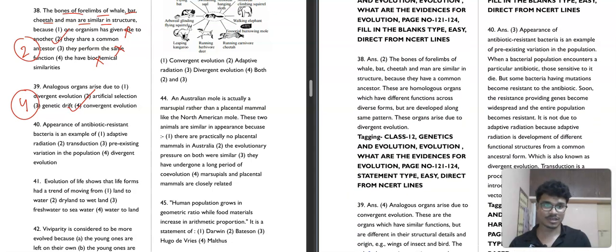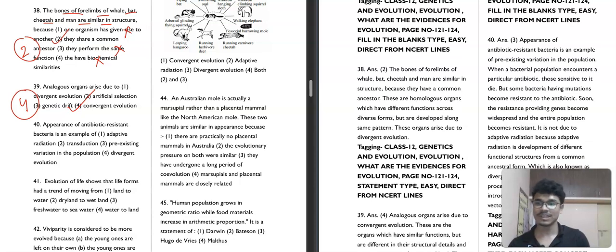Then moving towards the next question, question number 40. It is saying the appearance of antibiotic resistant bacteria is an exemplar of. This is a very good question. I will say a very good question. You can expect this question in NEET 2025. If any good question from genetics will come, then this type of question will come. There is a linking of many chapters, biotechnology as well as this evolution. The options are adaptive radiation, transduction, pre-existing variation in population, then divergent evolution. So we will discuss this question very briefly.